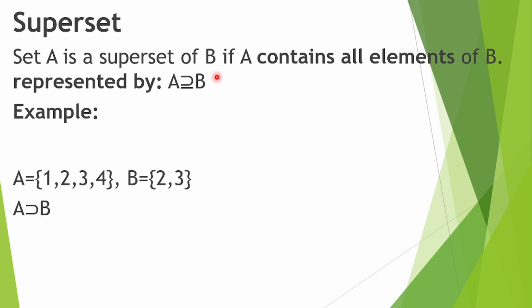Look over here and here. There is a difference. I have written the symbol like this, and here like this with the horizontal bar. But please note that for superset you can use both symbols. This symbol is used for superset and this symbol is also used for superset.